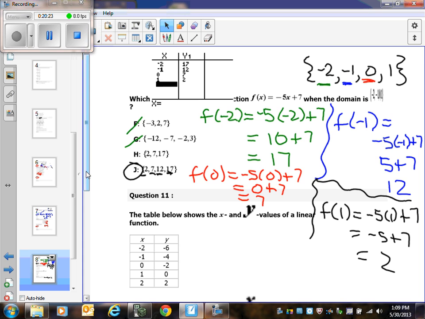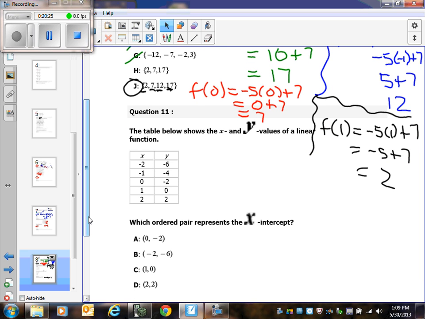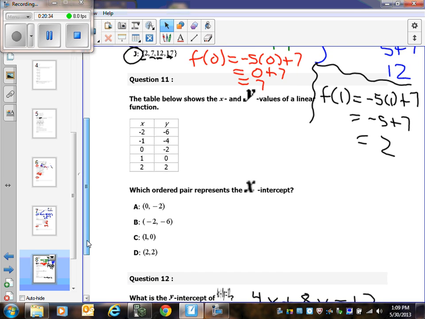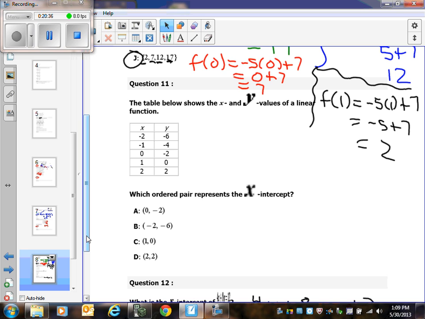Now, question 11. The table below shows the x and y values of a linear function. Which ordered pair represents the x-intercepts? Now, just remember here, x-intercepts simply means where my graph crosses the x-axis. Now, what you can do here, if you're like, well, I'm not too sure, is it the y that's 0, is it the x that's 0?